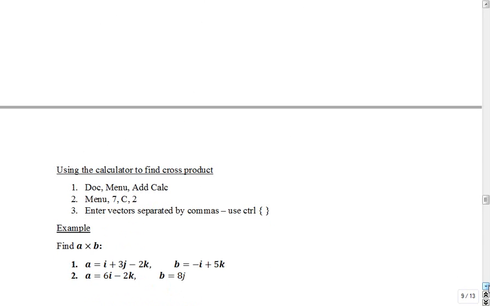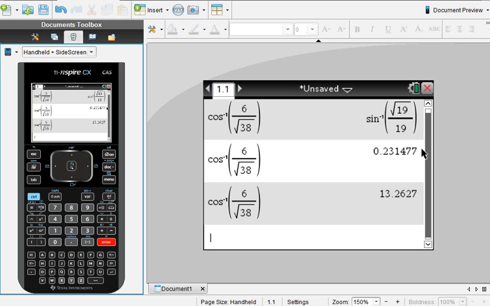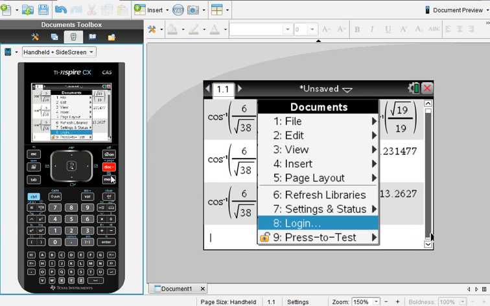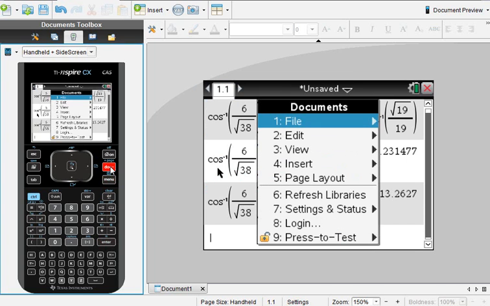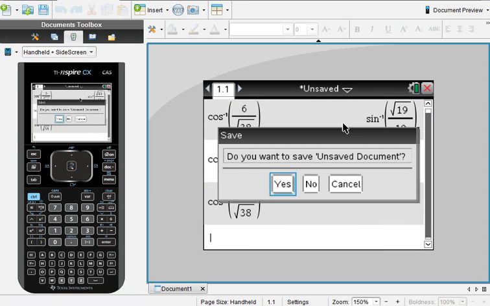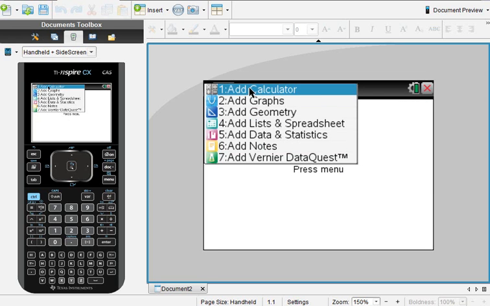So I think I gave you the instructions. We are going to do these two questions, okay? I think that's the same ones we just did, right? So let's do them. Okay, so we need a new document. If you want to go into a new document, just press doc and new document. If you want to save your work, you can save it. I don't need that. And then go into add calculator.